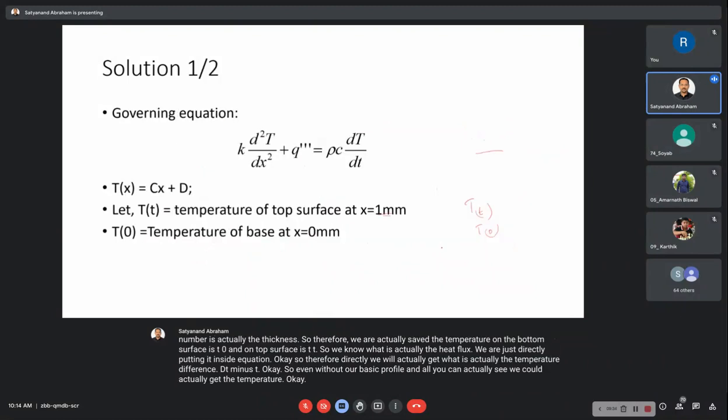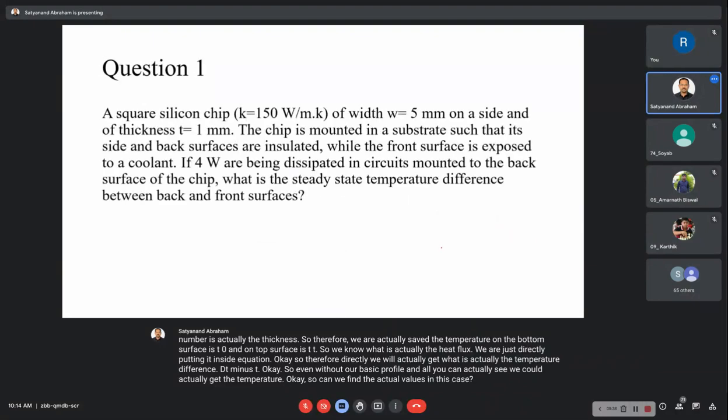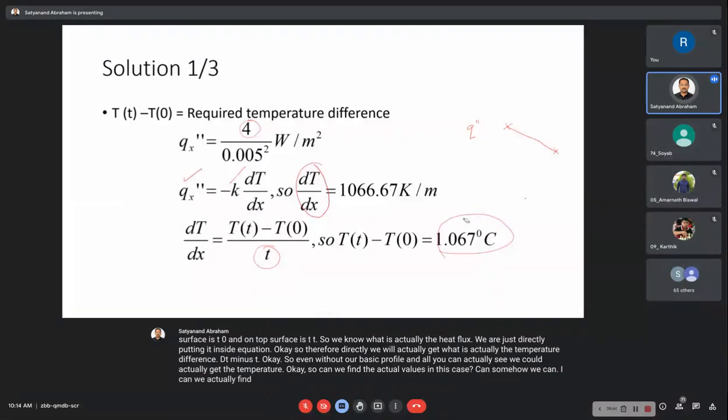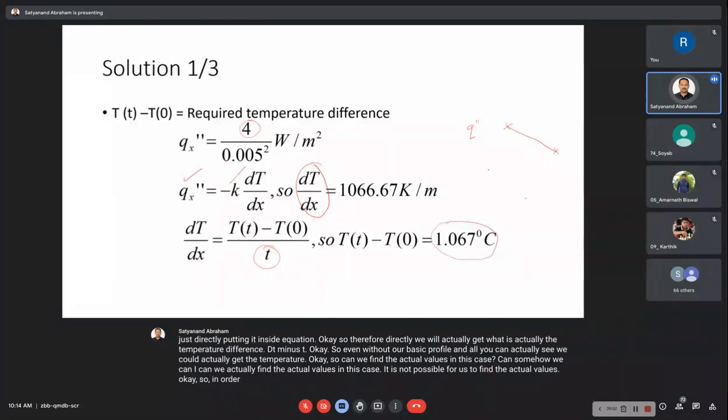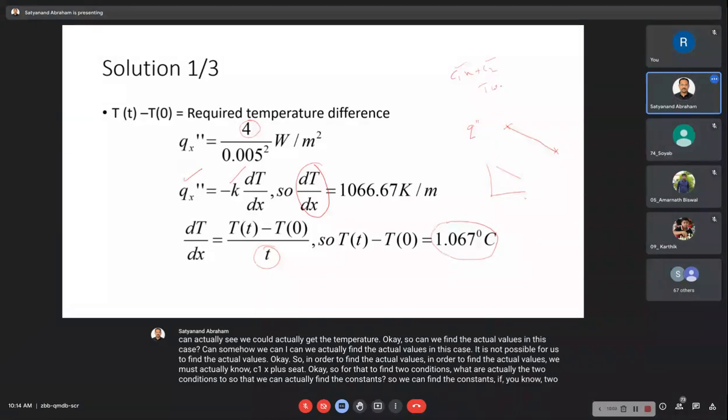Can we find the actual values in this case? It is not possible for us to find the actual values. In order to find the actual values, we must know C1 x plus C2. For that, to find the constants, we need two boundary conditions.